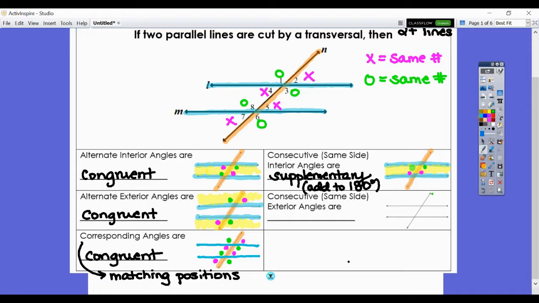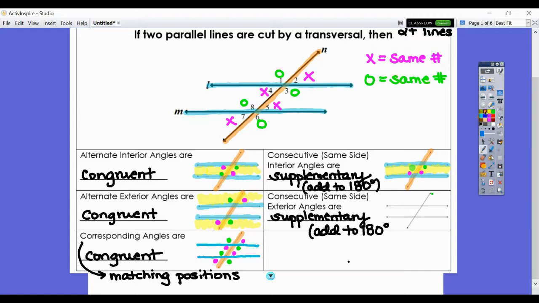If you look back at our image up top, examples of consecutive interior would be 4 and 8, and then 3 and 5. Last but not least, if 2 parallel lines are cut by a transversal, then the consecutive, again meaning same side, exterior angles are going to be supplementary as well. So really think about if they're consecutive, if they're on the same side, you're really looking at them being supplementary, adding to 180.